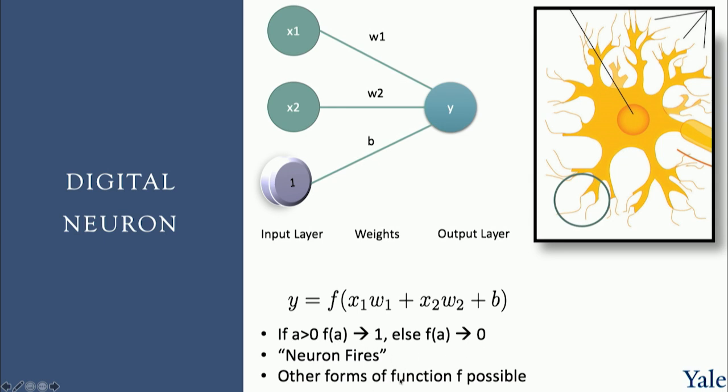Note that there are many other forms of the function f that are used in deep learning, and this is just one example. Again, the parameters of our model are w1, w2, and b, and we often refer to these as the weights of the model since they're weighting our incoming nodes. The goal in deep learning is to learn these weights based on our given training data.